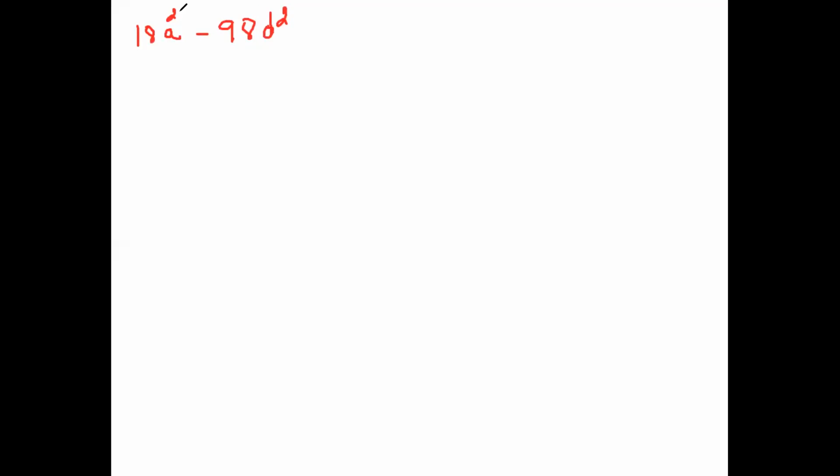The question says factor. So we're going to turn this into something times something. That's what factoring is. We're going to turn this expression into a product of other expressions. It's a subtraction, which will turn into a multiplication. To factor, we need to find the common factor between these two terms. Start with the numbers. What is the highest number that can fit into 18 and 98?